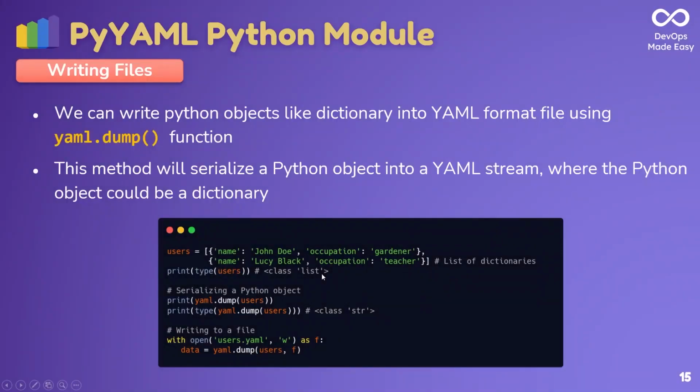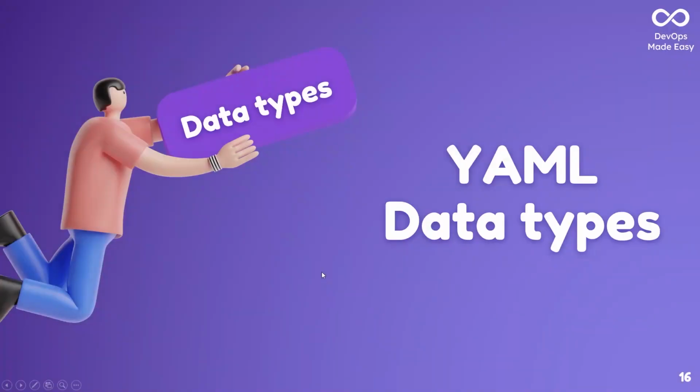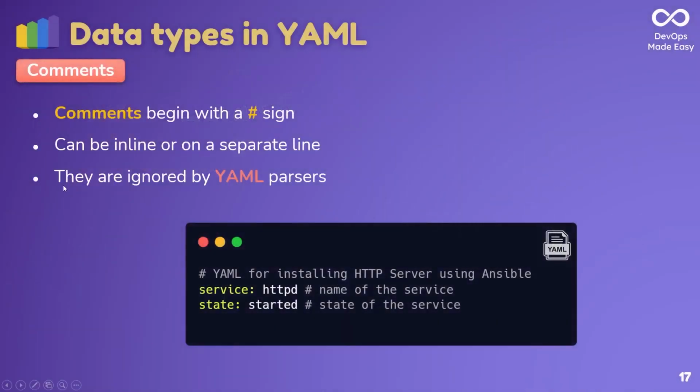So now let's get back to the different data types supported in YAML. Now let's start with the comments in YAML. Comments in YAML start with a hash sign. They can be inline or they can be put on a separate line. They are ignored by YAML parsers. Let's say that you're using this YAML file and a Python program reads it. These are nothing but parsers, so these parsers will simply ignore the line starting with hash.